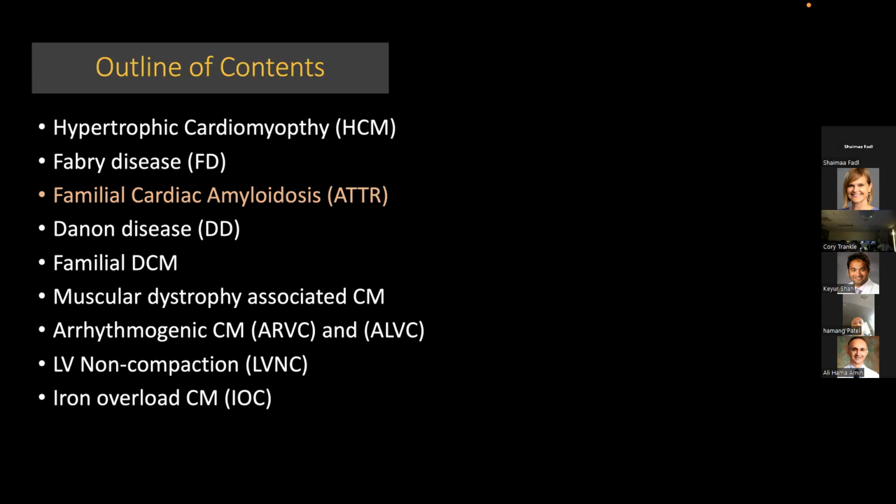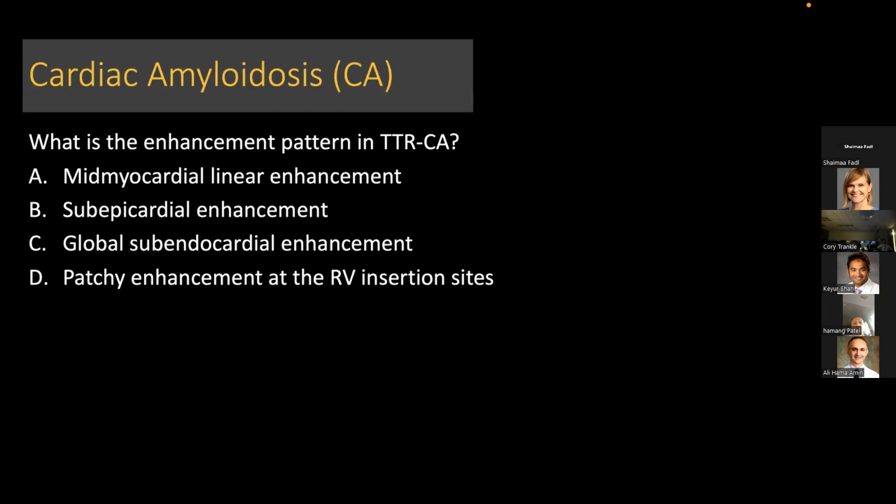Regarding cardiac amyloidosis, familial type, what's the enhancement pattern in transthyretin cardiac amyloidosis? Is it mid-myocardial? Is it subepicardial? Is it global subendocardial? Is it patchy enhancement at the RV insertion sites?